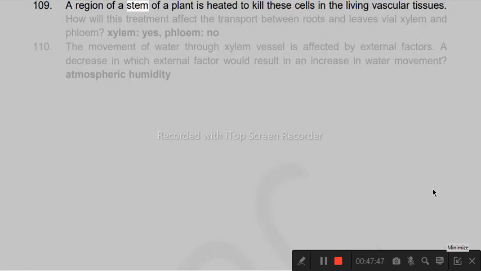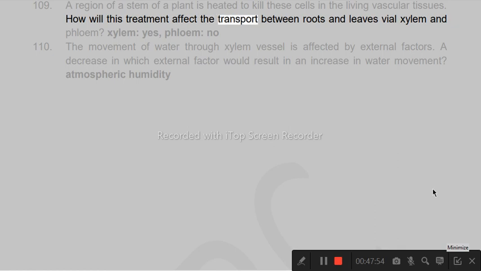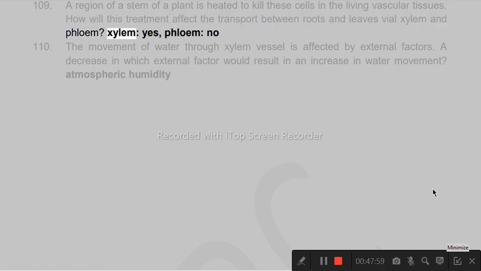109. A region of a stem of a plant is heated to kill the cells in the living vascular tissues. How will this treatment affect the transport between roots and leaves via xylem and phloem? Xylem, yes. Phloem, no.